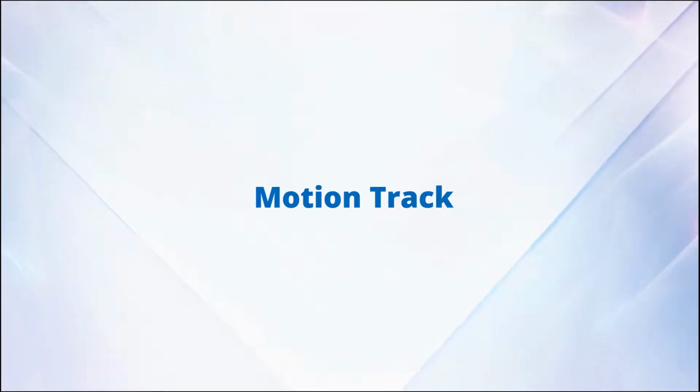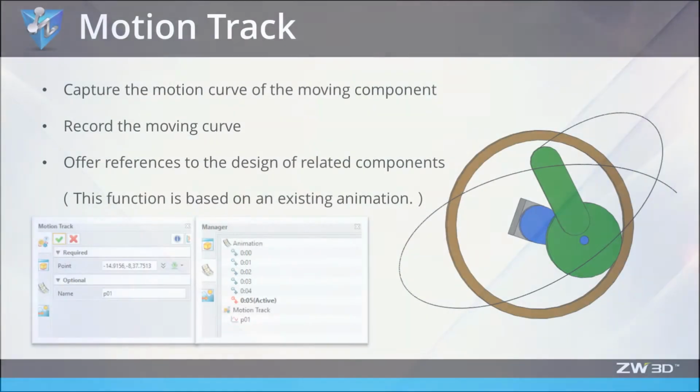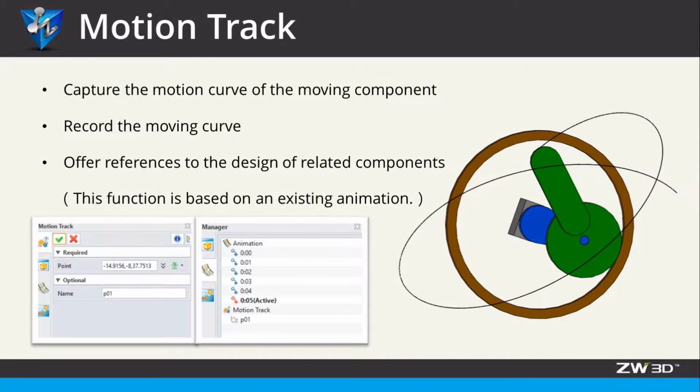Motion track. Motion track is used to capture the motion curve of the moving component during the assembly animation. You can visually observe the motion state of the component to verify whether its motion is in line with expectations. This function is based on an existing animation.